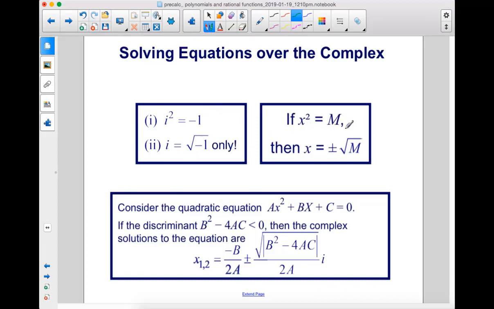If x squared equals m, then x equals plus or minus the square root of m. Consider the quadratic equation ax squared plus bx plus c equals 0. If the discriminant b squared minus 4ac is less than 0, then the complex solutions to the equation are x1 and x2 equal -b over 2a plus or minus the square root of the absolute value of b squared minus 4ac over 2a times i.